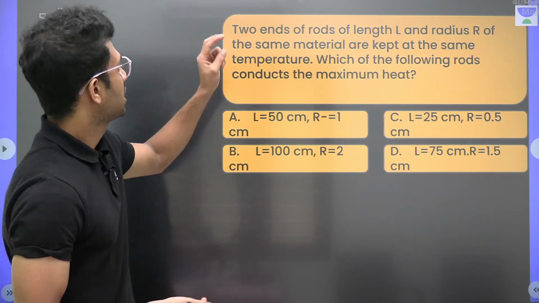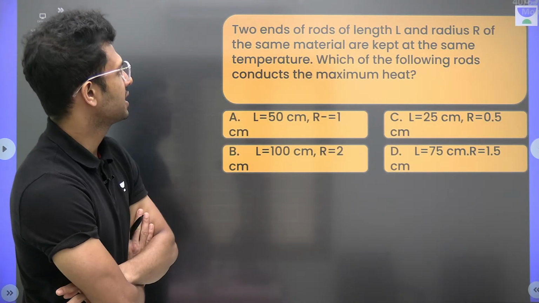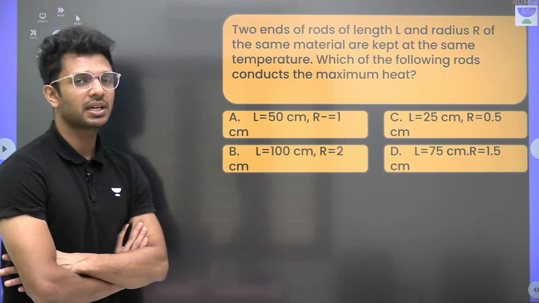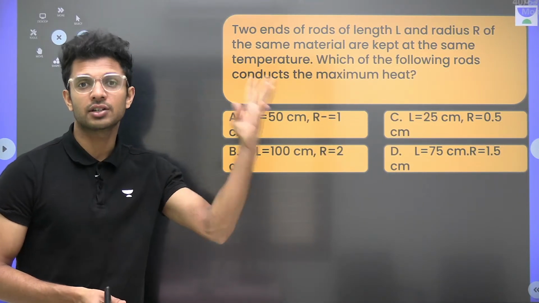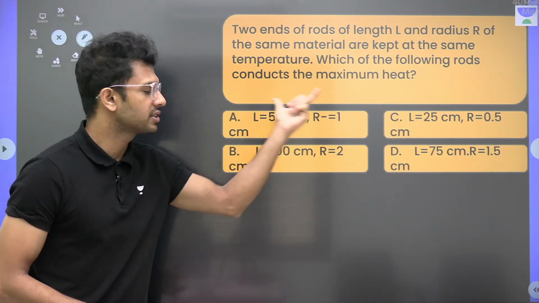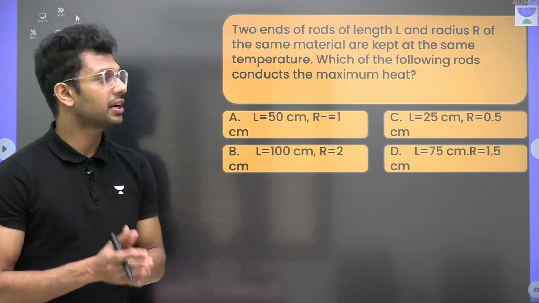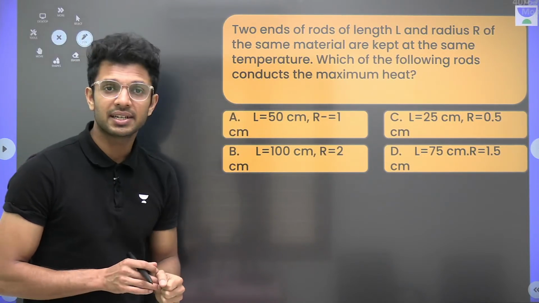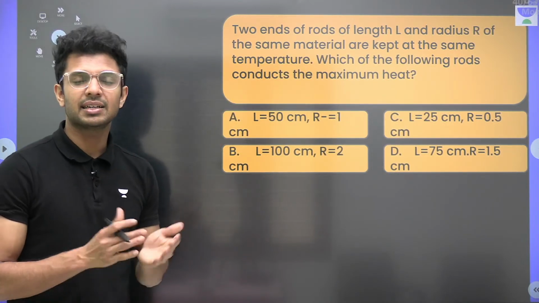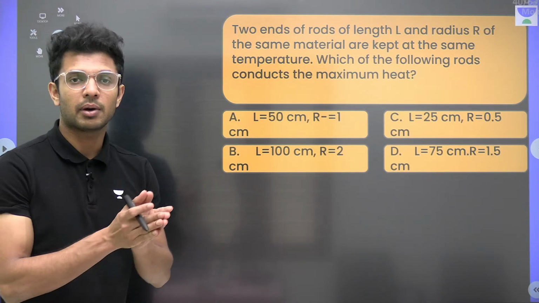Okay. Two ends of rods of length L and radius r of the same material are kept at the same temperature. Which of the following rods conduct maximum heat? We have 4 different rods, and the values of length and radius of all those 4 rods are given as 4 different options, but all those 4 rods are made of same material. मतलब thermal conductivity K is same for all the rods and they are kept at the same temperature difference. Delta T भी same है for all the 4. If that's the case, which one can conduct maximum amount of heat energy?